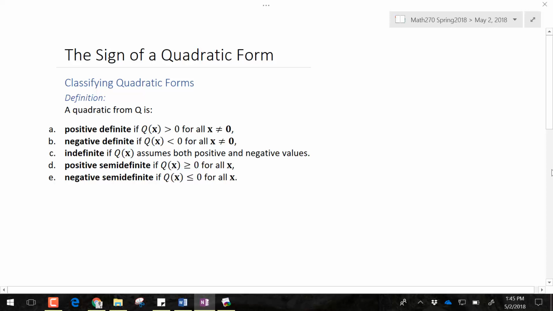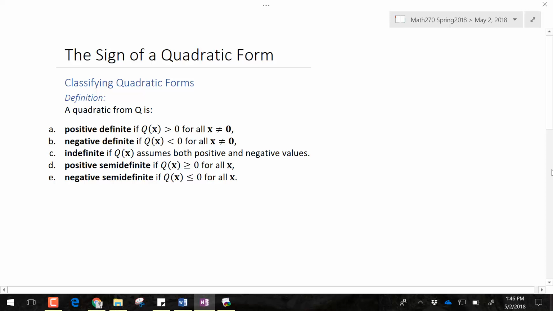So a quadratic form is positive definite if for all the values that you put into your x vector, or x1, x2, or x1, x2, x3, depending on what space you're in, you're always going to get your quadratic to be positive. And then it's negative definite if it's negative, and if it's indefinite, it's neither positive nor negative: it assumes both negative and positive values.